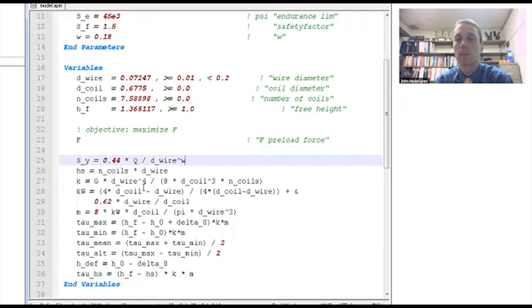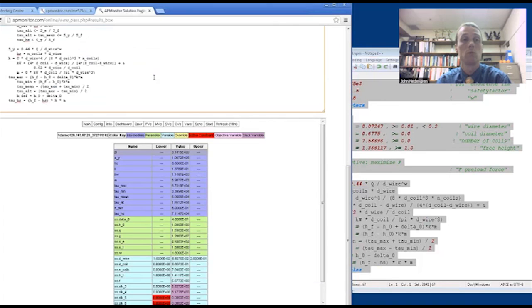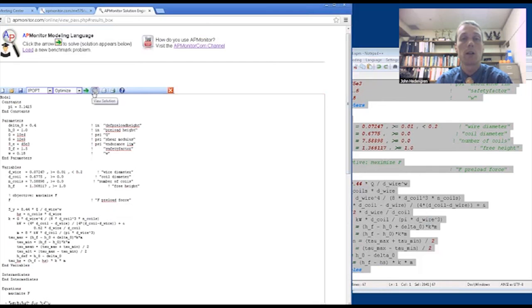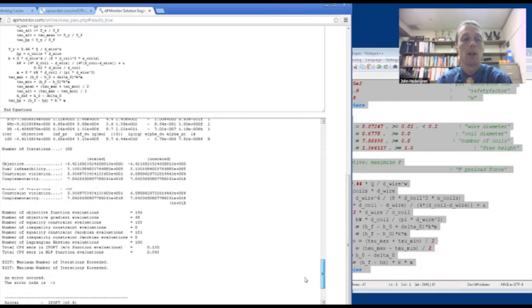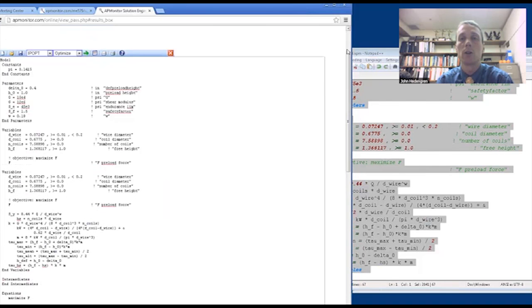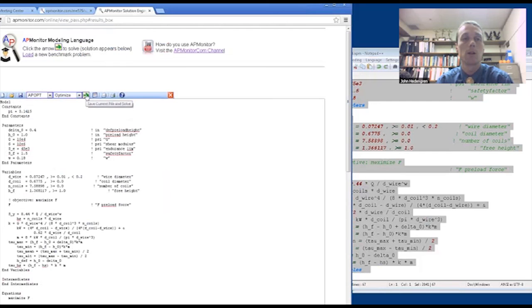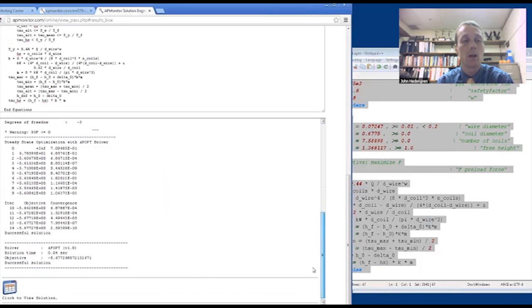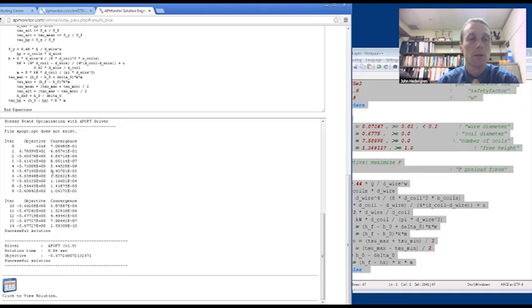Okay, so I'm just going to go ahead and plug this into the model area and then try to optimize it again. Okay, so that was 100 iterations. It exceeded the maximum number of iterations, so it failed. Let me go ahead and try a different solver as well. Try the APOPT solver, and we'll see if that is able to get a solution. Okay, so 14 iterations. So it maybe did a little bit better than the IPOPT solver for the problem.